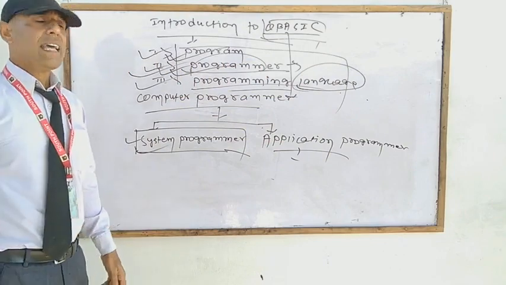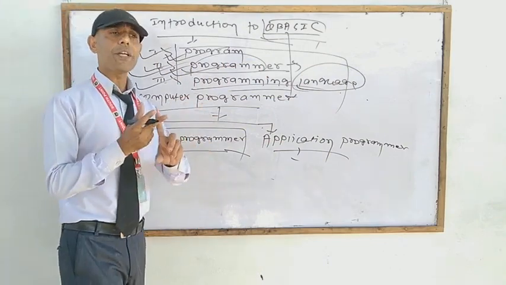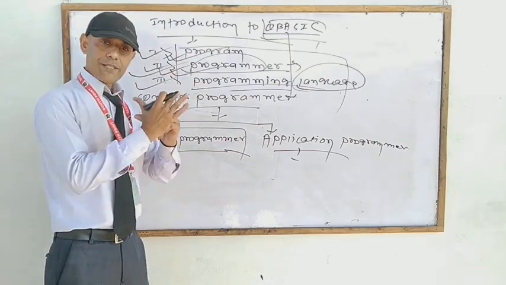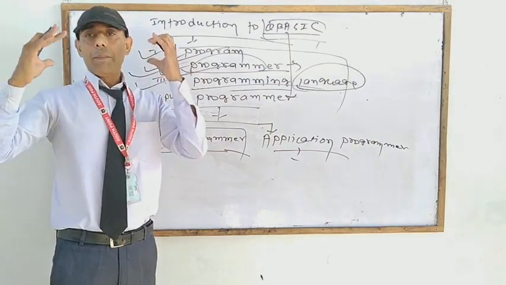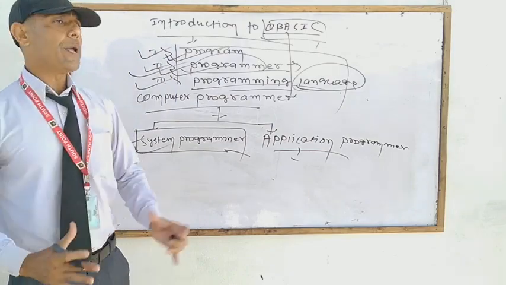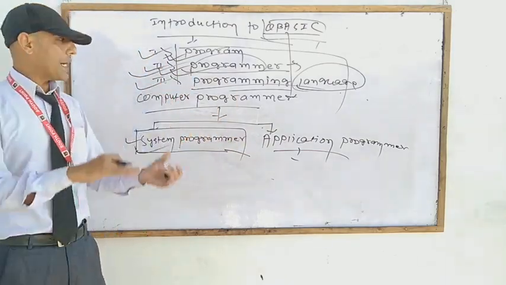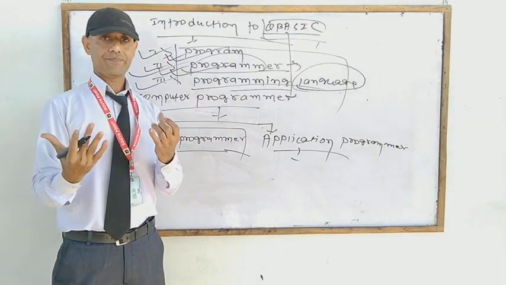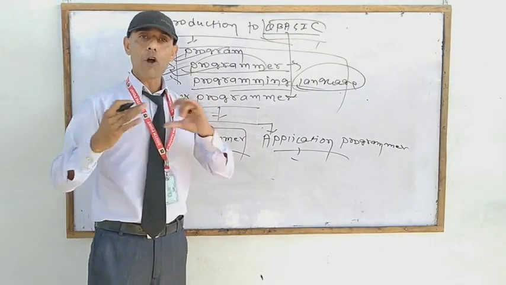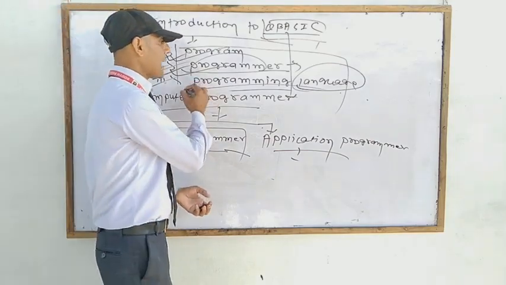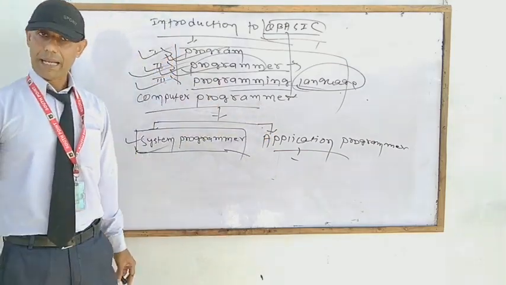What is language? Language is a system for communication. When we talk between students, between computer and students, or between two clients, we have to use language. So it is a system for communication. Without language, we cannot communicate. There are two types of language: one is the computer language, the other is the normal language.